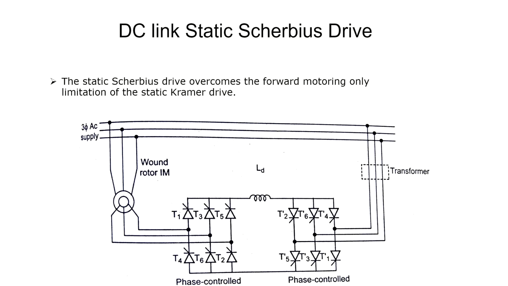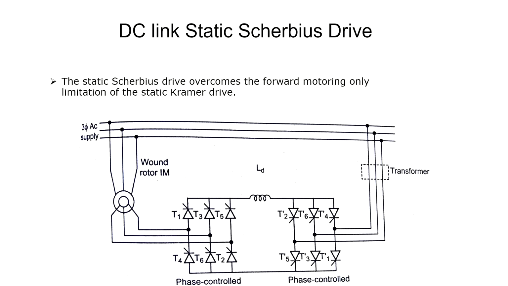In supersynchronous speed control, bridge 1 is operated with a firing angle range of 90 degree to 180 degree. It means that bridge 1 works as an inverter. Bridge 2 is operated with a firing angle range of 0 degree to 90 degree. It means that bridge 2 works as a rectifier. Now the slip power flows from the input AC supply to the rotor circuit through the transformer, bridge 2 and bridge 1.